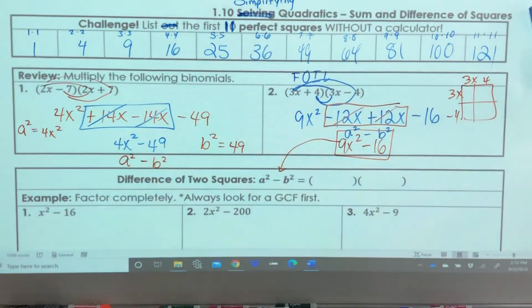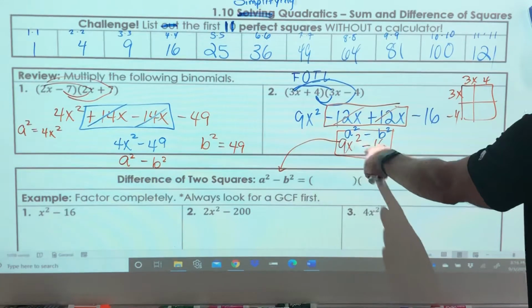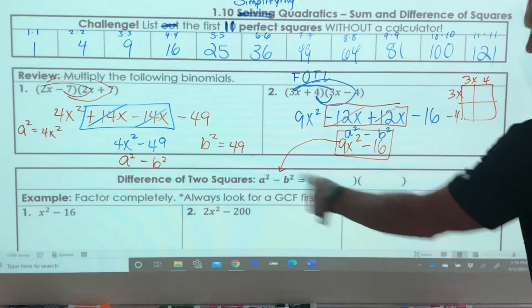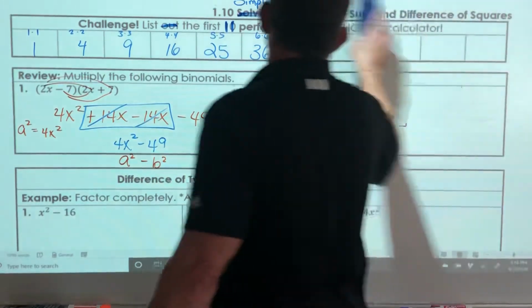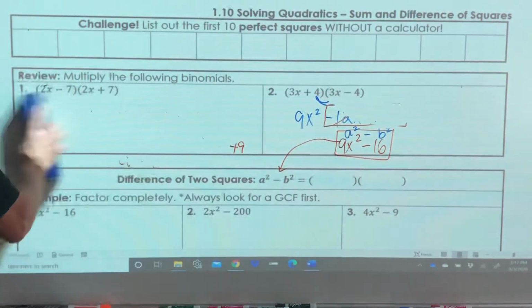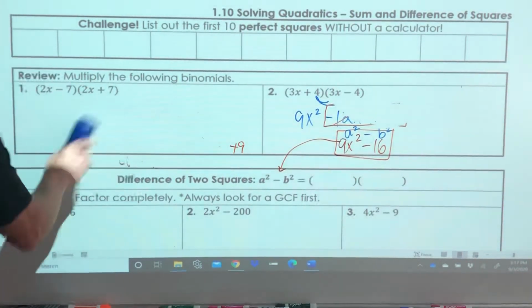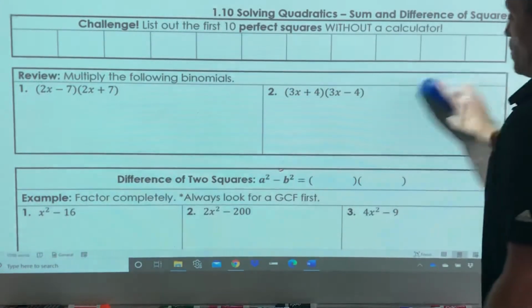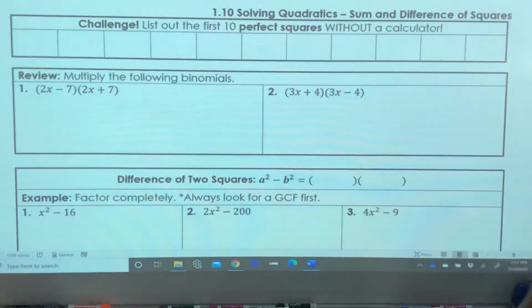Remember these, 9x squared minus 16 and 4x squared minus 49, because they're going to be used down here. All right, let's keep it moving. And again, remember, we are simplifying. We are not solving. There are no equations. We will get to a point where we'll be solving some stuff. It just will not be today.